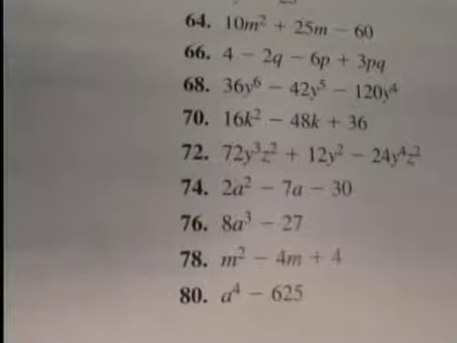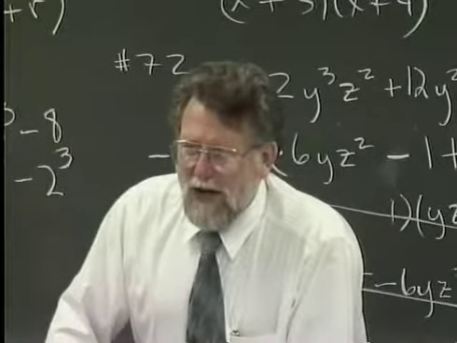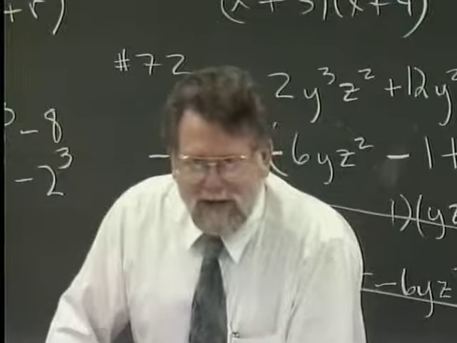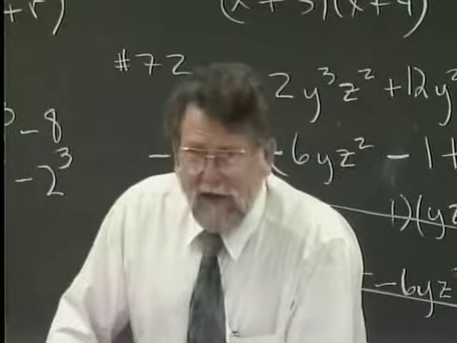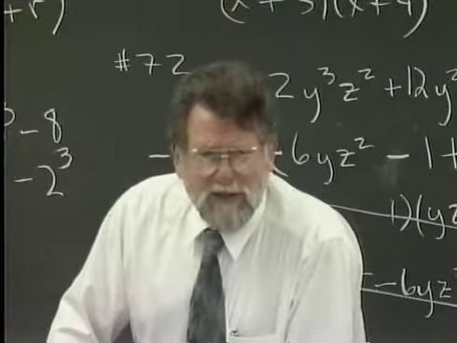Let's try this again. What is 625 the square of? 25. Okay. So it's 25 squared, but 25 is a perfect square itself, so it's 5 squared squared, which is 5 to the fourth. Hence, you have a to the fourth minus 5 to the fourth. But that's not really what you should be seeing.